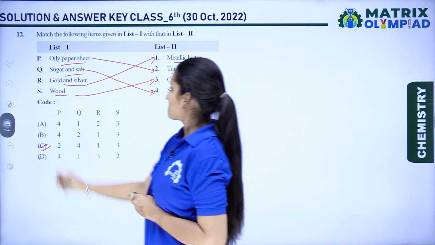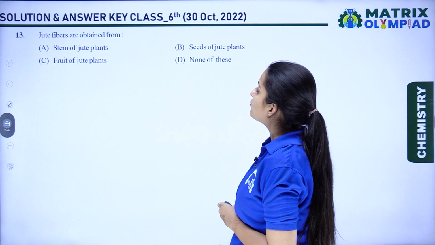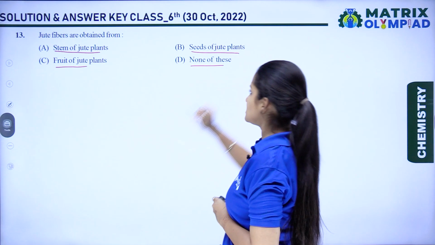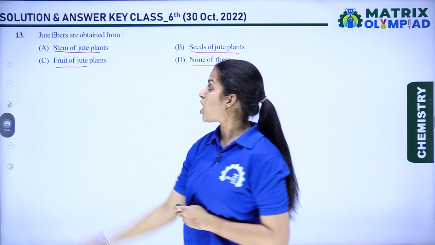The next question is, jute fibers are obtained from option A, stem of jute plant, option B, seeds of jute plant, option C, fruit of jute plant, or option D, none of these. As we all know that jute fibers are obtained from the stem of the jute plant, so option A is correct here.